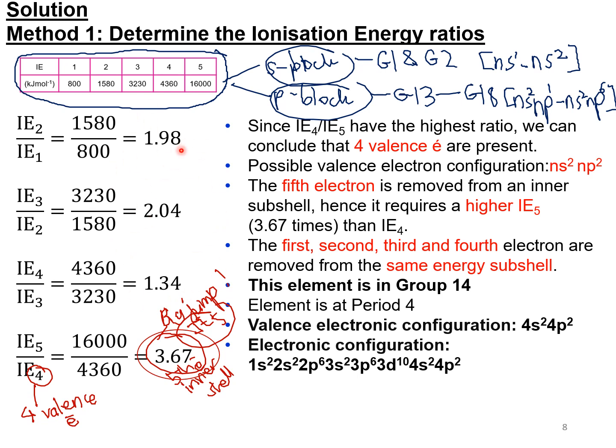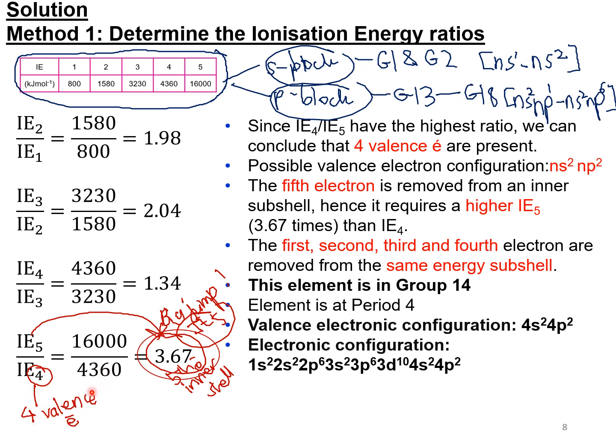That means bila you remove satu electron, ratio dia lebih kurang 1.98. You remove the second electron 2.04, the third 1.34, until the fourth electron kan. So the fourth until the fifth electron you dapat 3.67. Is a very big jump. Okay, you dapat 3.67. Bermaksud you punya valence electron hanyalah ada 4 sahaja.